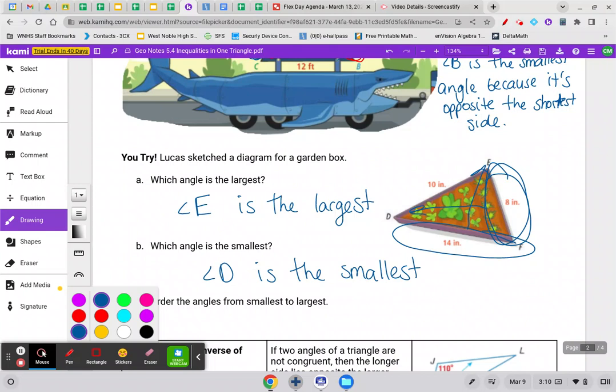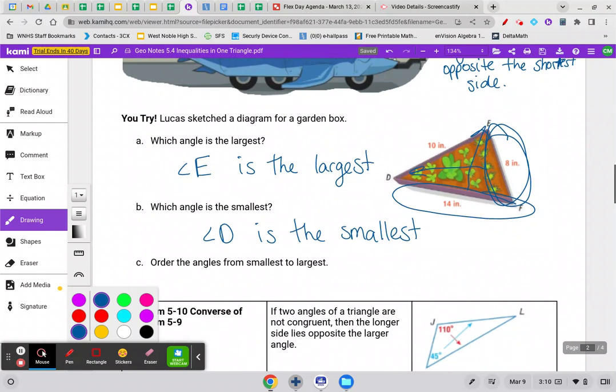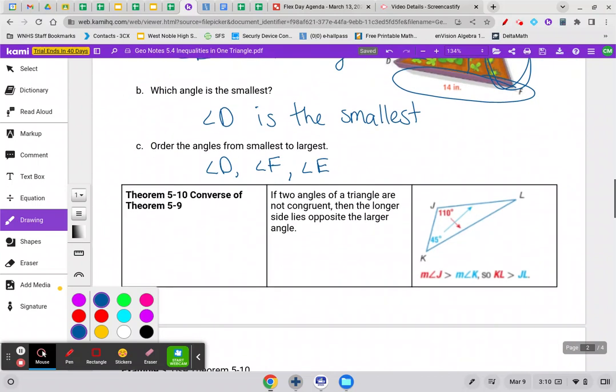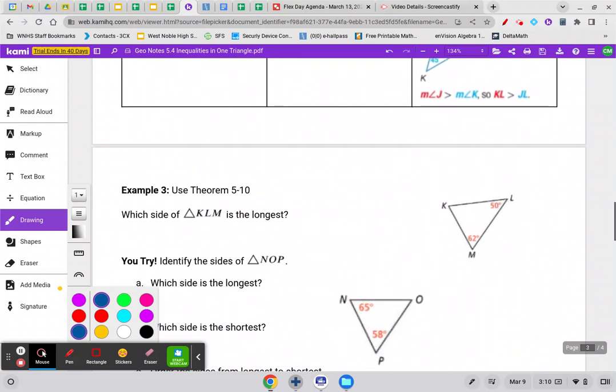If we place these in order from smallest to largest, we know angle D is the smallest. Angle F must be the medium because it is across from the medium side. And then angle E is the largest because it is across from the biggest side. So we also have a converse to this theorem. If two angles of a triangle are not congruent, then the longer side lies opposite the larger angle. So if we're given angle information, we can tell.